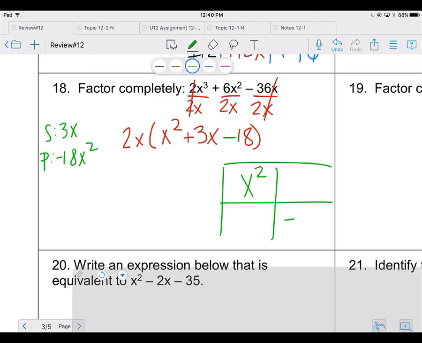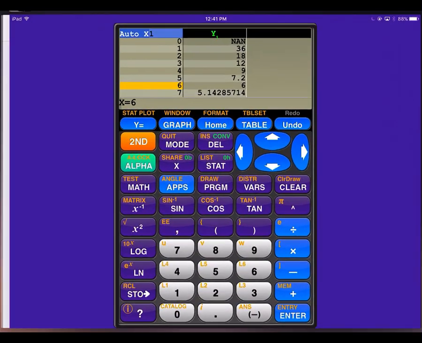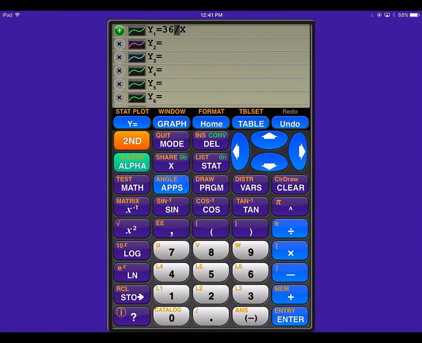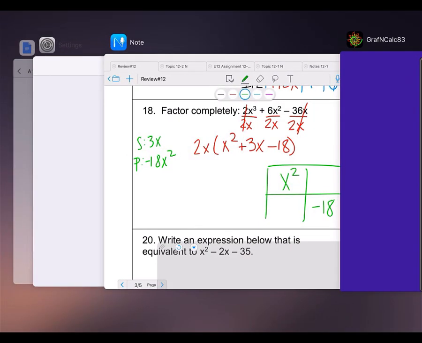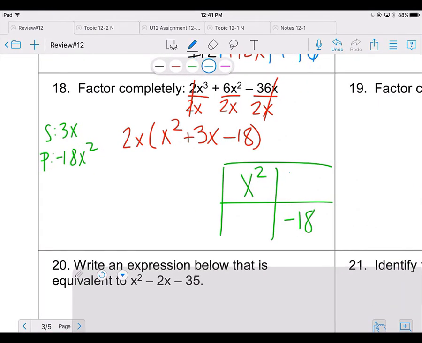My x squared and the minus 18 go in here. We look in y equals. Make sure you put that negative sign in there. In the table, two numbers I'm looking for that will add to a positive 3. So that would be negative 17, negative 7, negative 3, positive 3. So 6 and negative 3 are my factors.